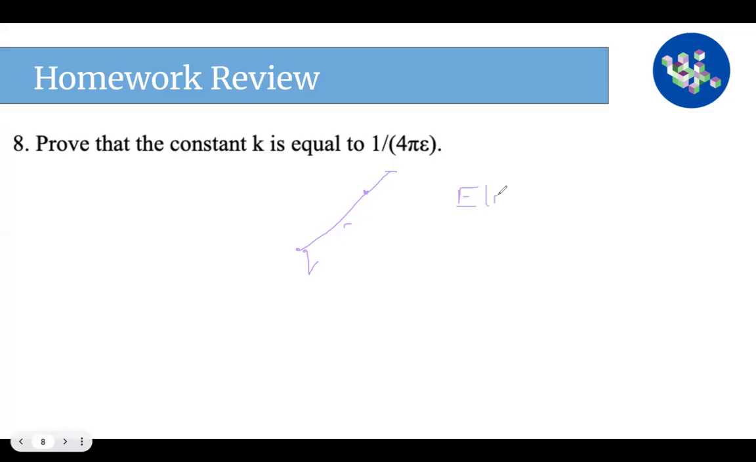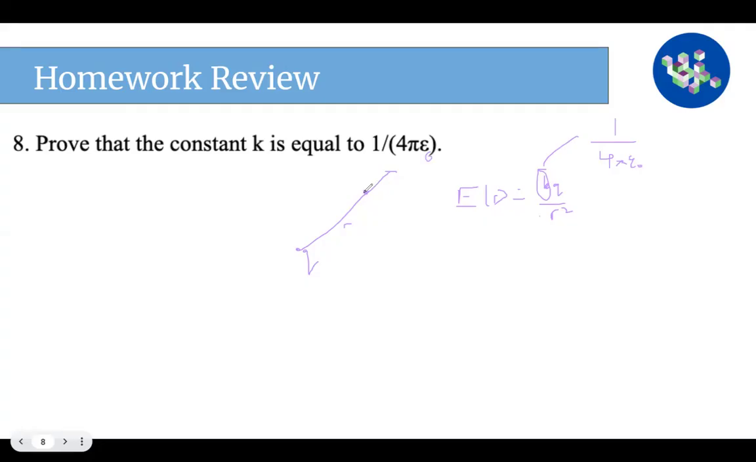E as a function of r would be equal to kq over r squared. Remember, this is the electric field, not the force, so there isn't that extra test charge term. So we want to prove that k is equal to 1 over 4 pi epsilon 0. In a vacuum, it's called epsilon 0. Okay, so now how are we going to prove this?